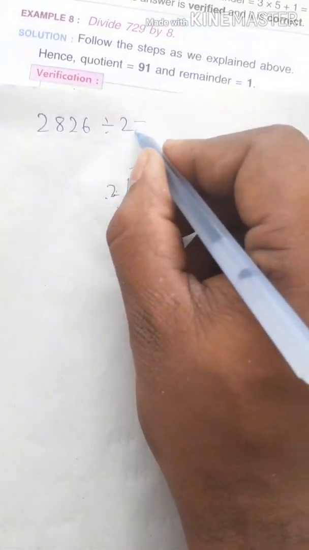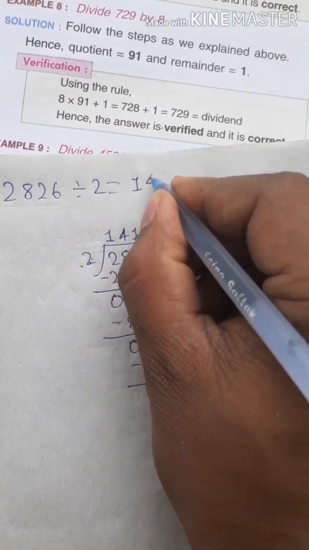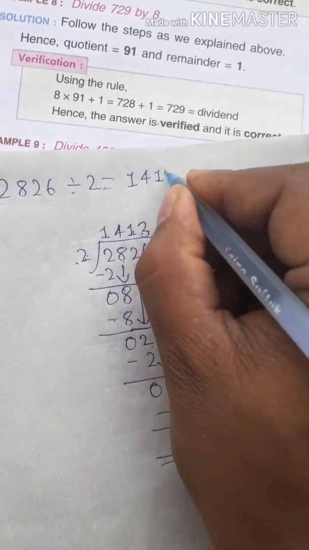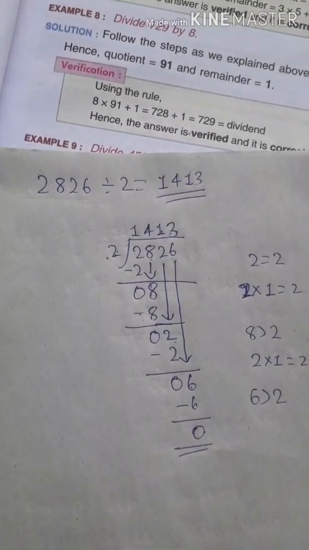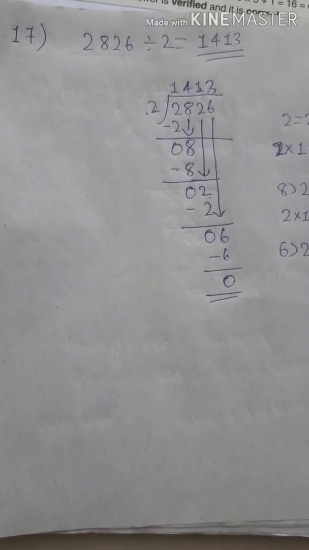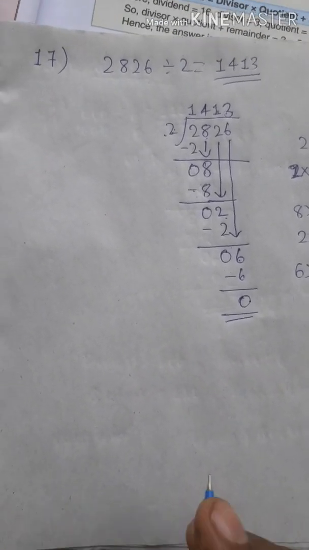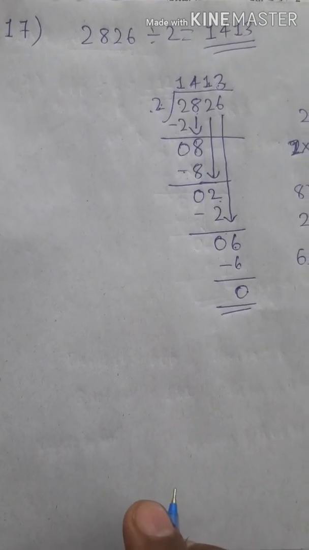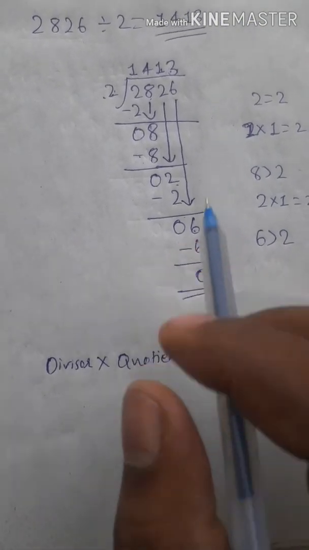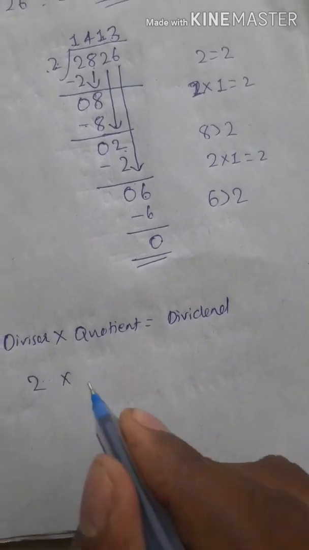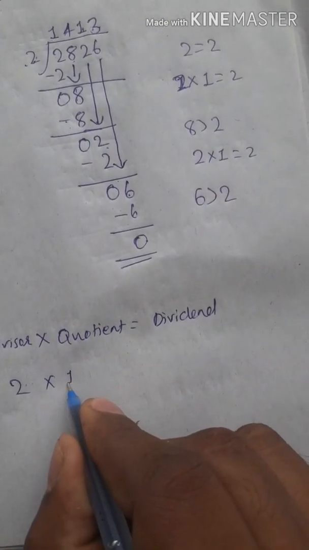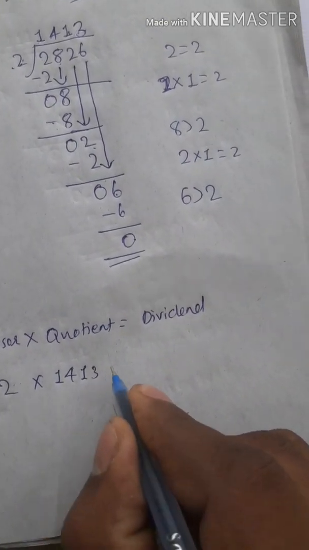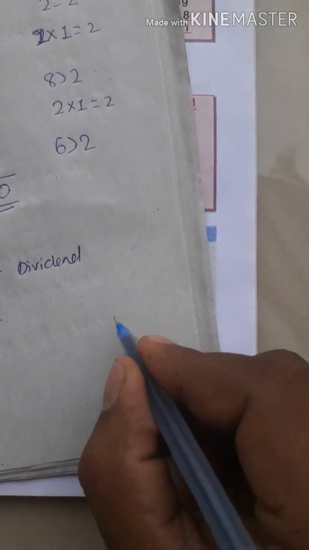Quotient is 1413. So let us check whether this answer is right or not. For checking this, what is the formula? Divisor into quotient is equal to dividend. What is the divisor here? 2. 2 into quotient. What is the quotient? 1413 is equal to. So let us check.